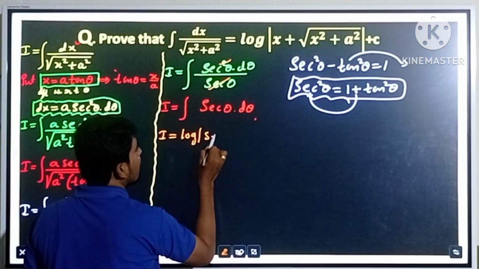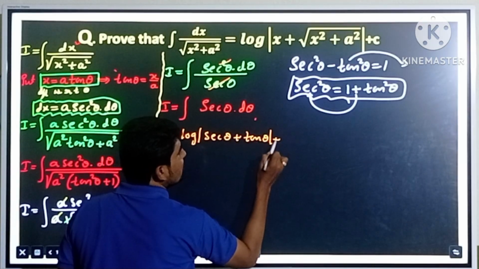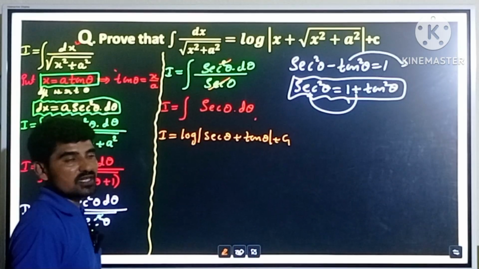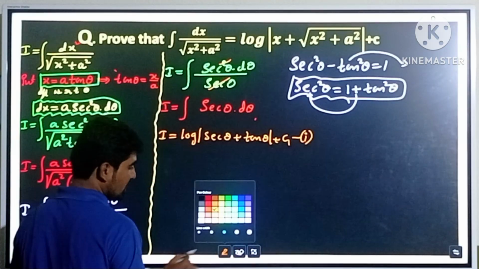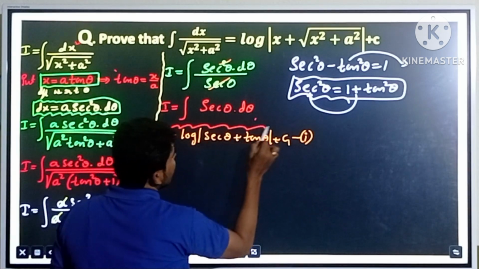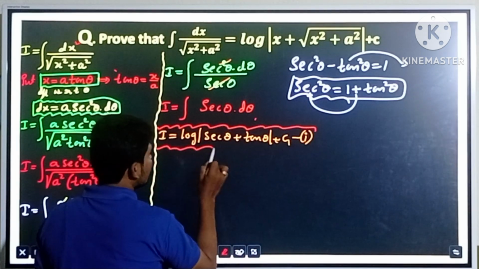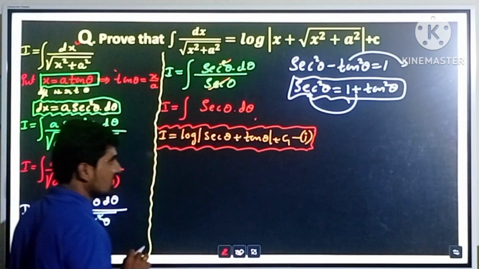of secant theta plus tan theta plus integral constant C1, and let's say this is your equation number 1. I hope all of you are understanding. Now in this equation we need to substitute the values of secant theta and tan theta, as in the previous question.